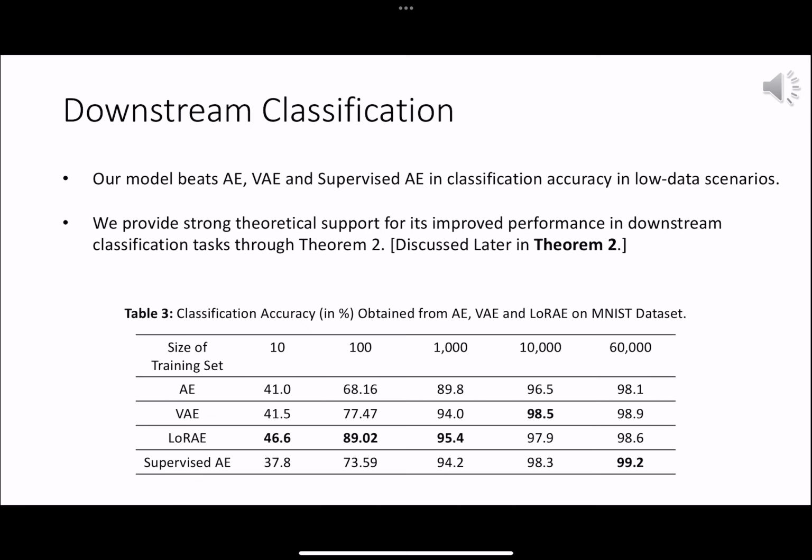We conducted a downstream classification task on the MNIST dataset, where latent vectors from trained autoencoder, AE, variational autoencoder, VAE, and our model were used as inputs for training a simple linear classifier. Our findings reveal that, thanks to the low rank constraint, our model outperforms the AE and VAE baselines in low data regime, while still delivering similar performance on the full dataset. We provide robust mathematical justification for this enhanced downstream classification performance in Theorem 2 in a later slide.